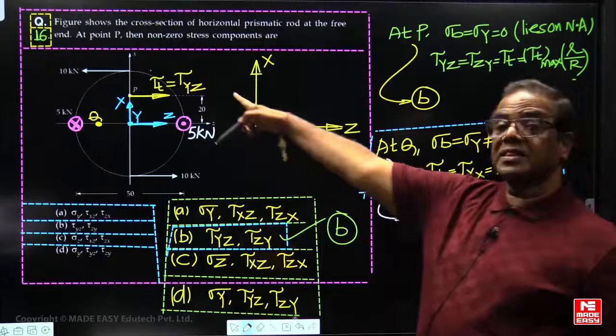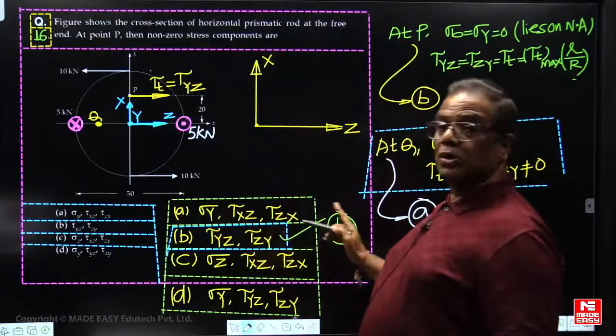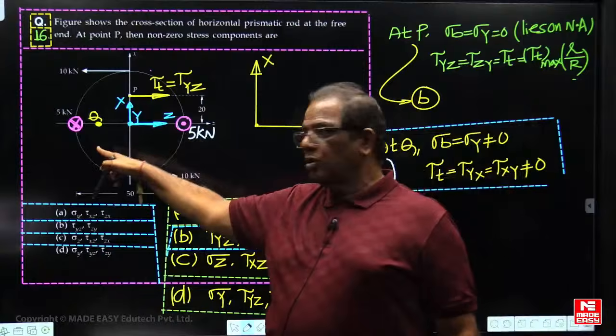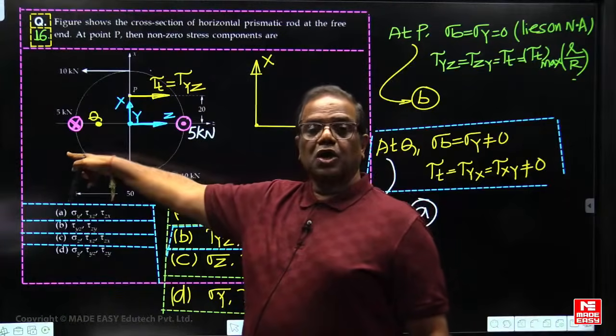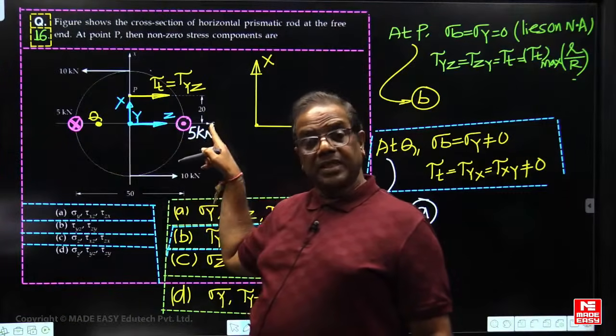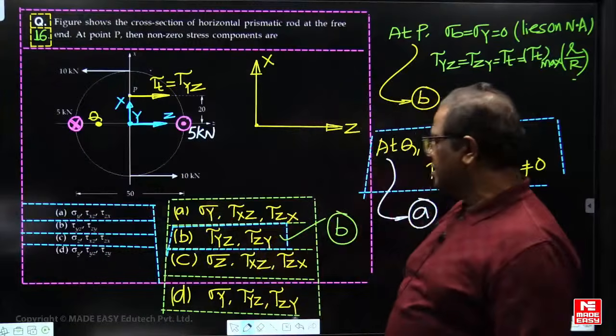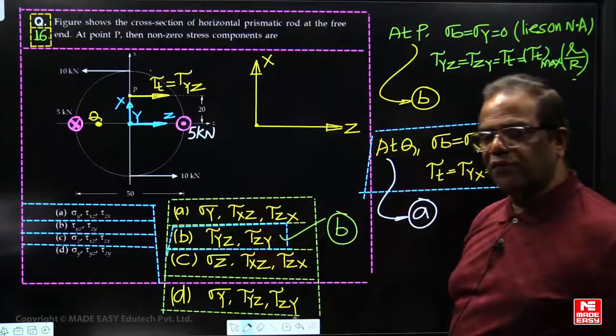But the question is asking at P, so the answer for the question is going to be B. But if the point is given at Q, then the answer will be A. Answer is A. So you should be careful.